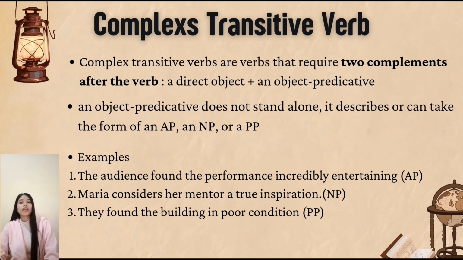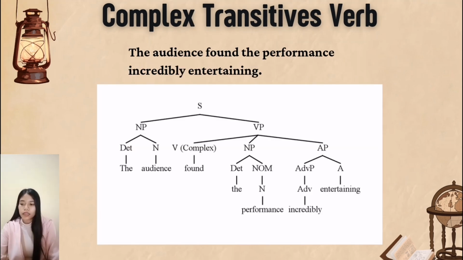For example here, the audience found the performance incredibly entertaining. So the sentence has an adjective phrase, right? So let's look at the diagram. In the sentence, the audience found the performance incredibly entertaining, the verb found functions as a complex transitive verb because it is followed by two complements after the verb.